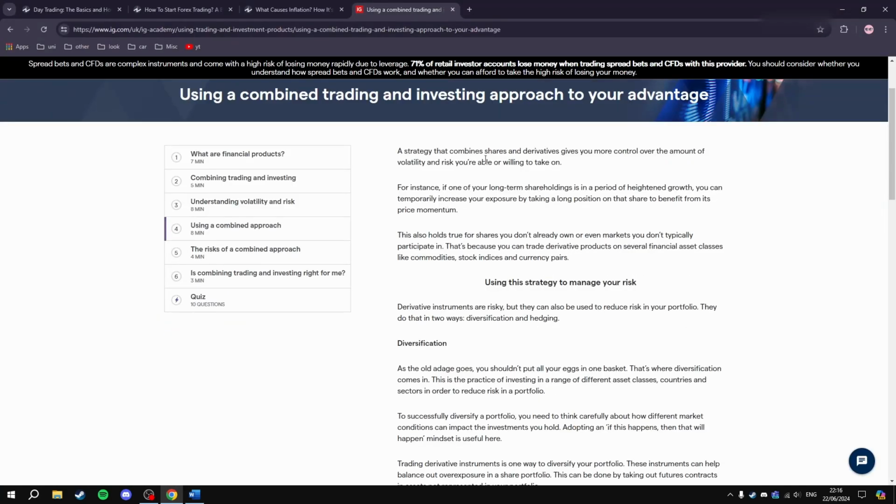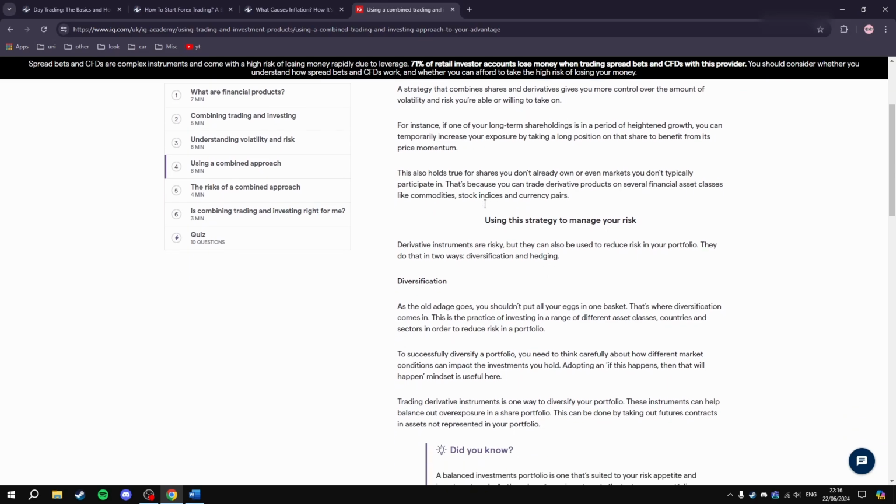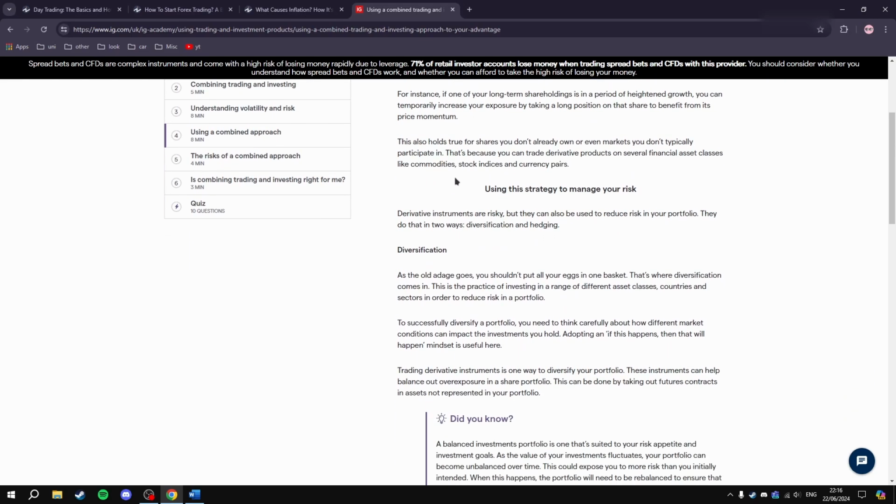A strategy that combines shares and derivatives gives you more control over the amount of volatility and risk you're able or willing to take on. For instance, if one of your long-term shareholdings is in a period of heightened growth, you can temporarily increase your exposure by taking a long position on a share to benefit from its price momentum.